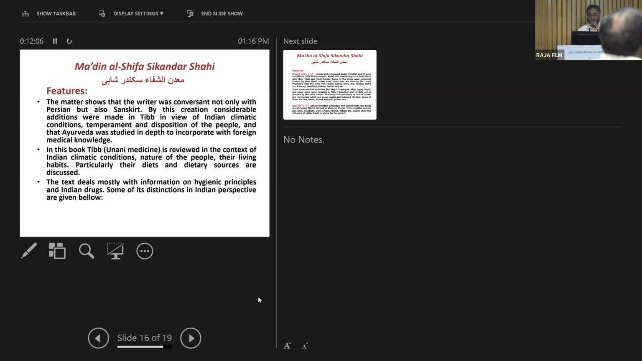In the book, Unani medicine is reviewed in the context of Indian climatic conditions, nature of the people, and their living habits; particularly their diets and dietary sources are discussed. The text deals mostly with information on hygienic principles and Indian drugs. Some of its distinctions in Indian perspectives are given below.